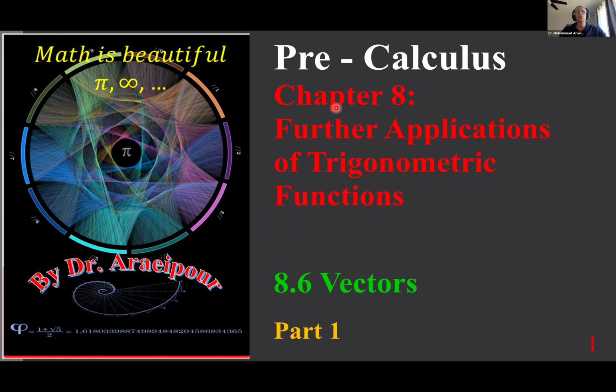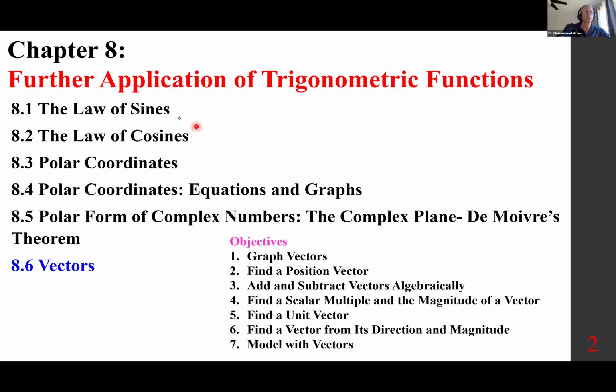Good afternoon, class. Here's Chapter 8, Further Application of Trigonometric Functions, Section 8.6, Vectors. So we covered the law of sines, cosines, polar coordinates, equations and graphs, complex numbers, De Moivre's theorem, and now vectors. The objectives are: graph vectors, find a position vector, add and subtract vectors algebraically, find the scalar multiple and the magnitude of a vector, find a unit vector, find a vector from its direction and magnitude, and model with vectors.